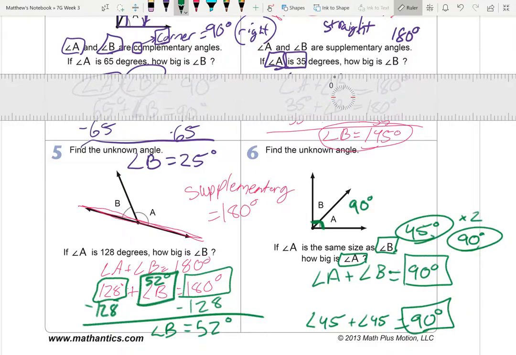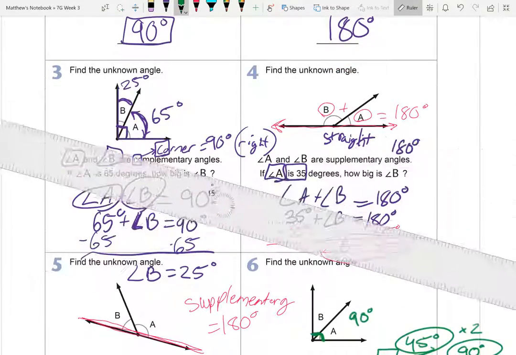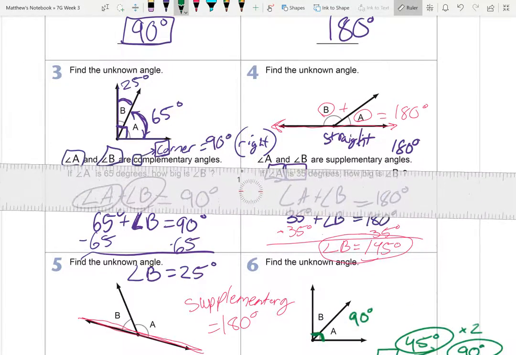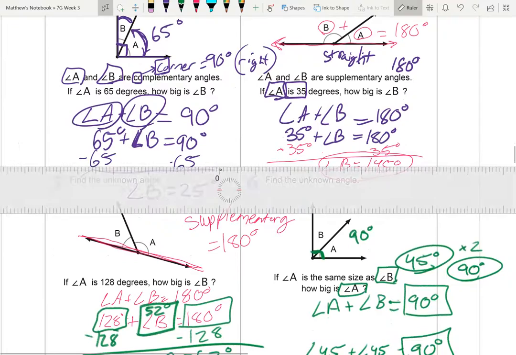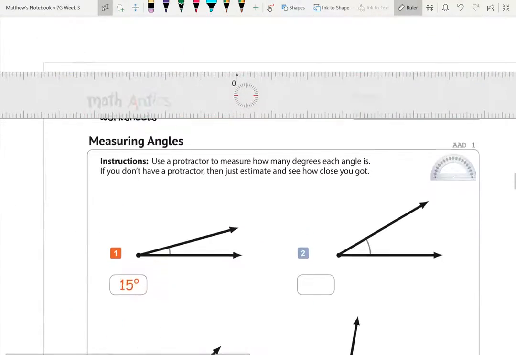All right? And again, if you want to see how the compass is used, which I don't have that tool, I just have this ruler that doesn't go past 90 degrees, unfortunately, then you can watch the video in Canvas, which I'd highly recommend. But let's go ahead and do some of the worksheets here together.